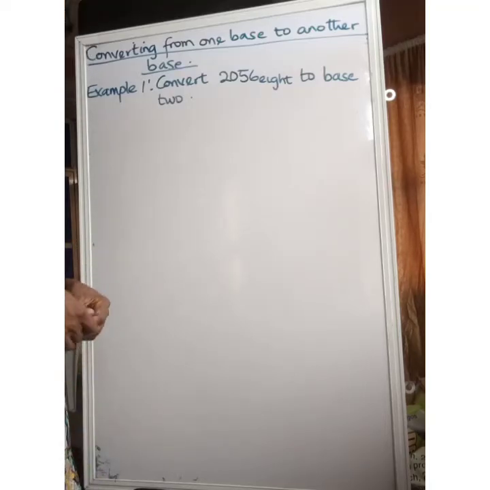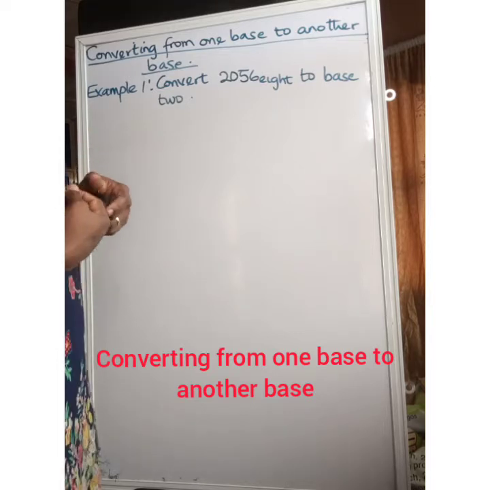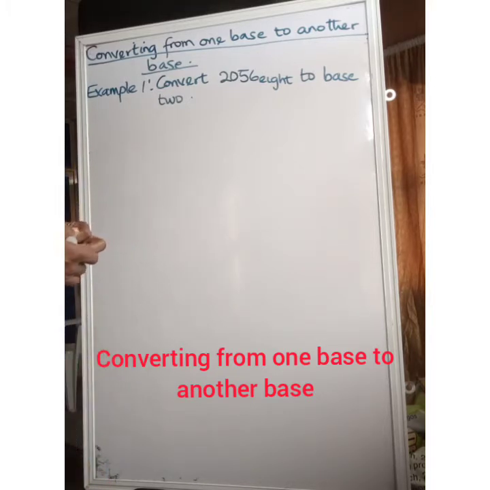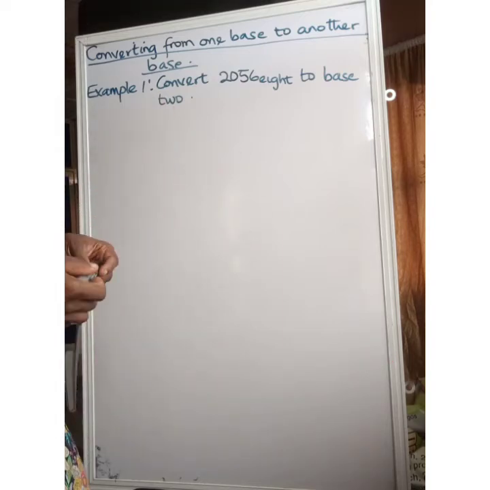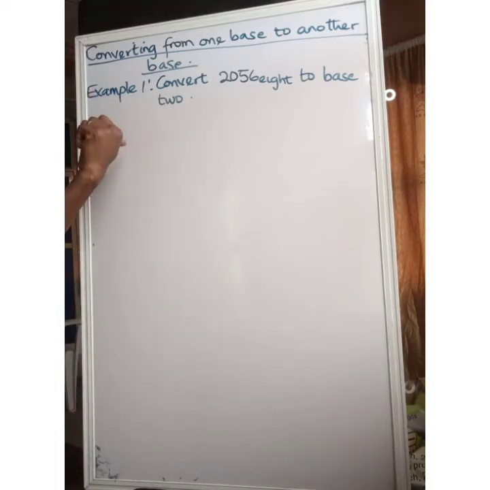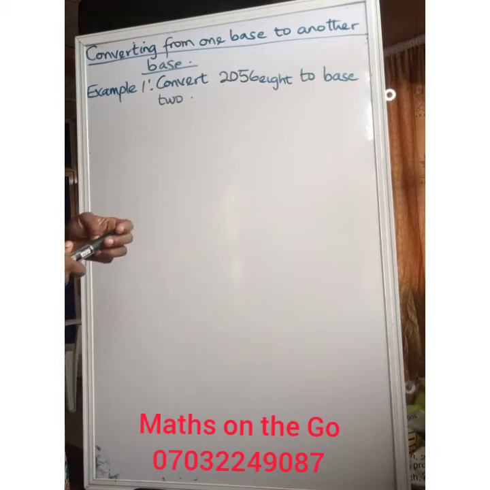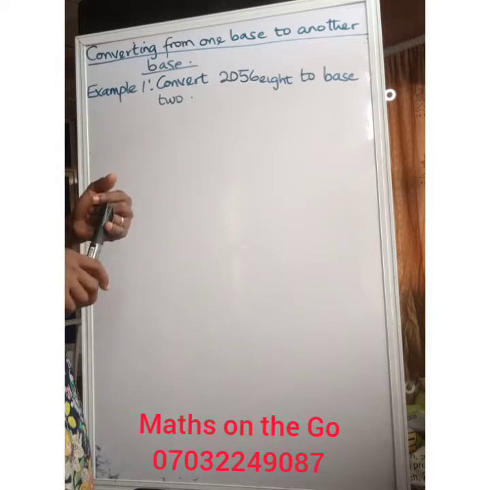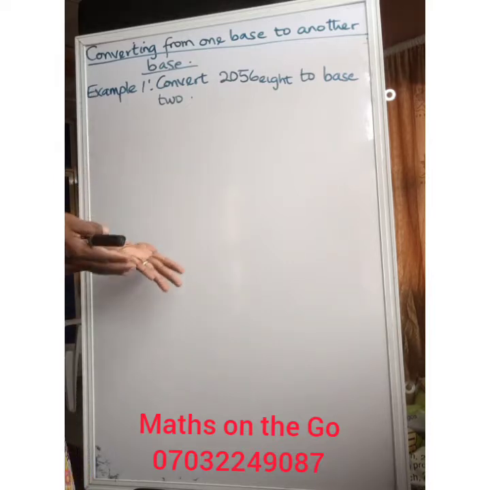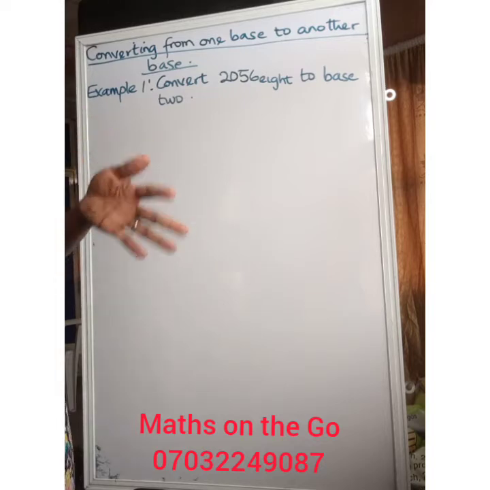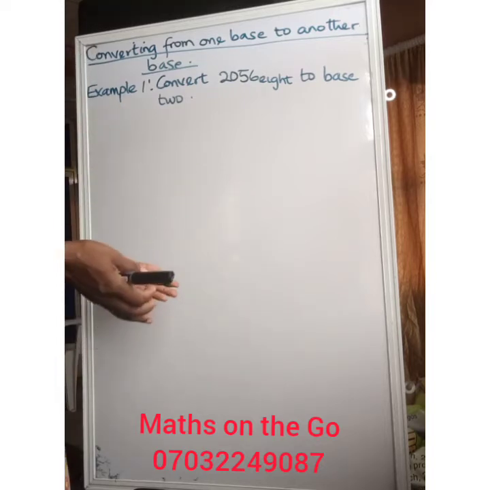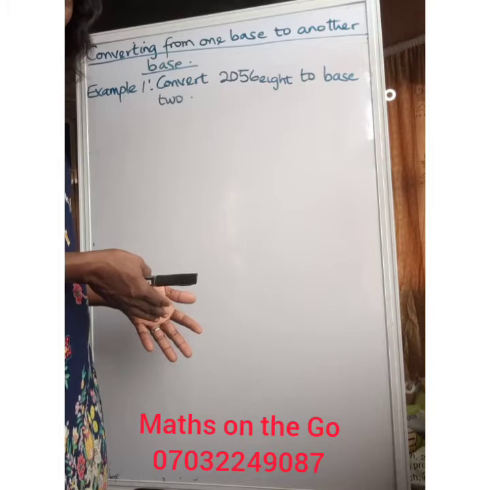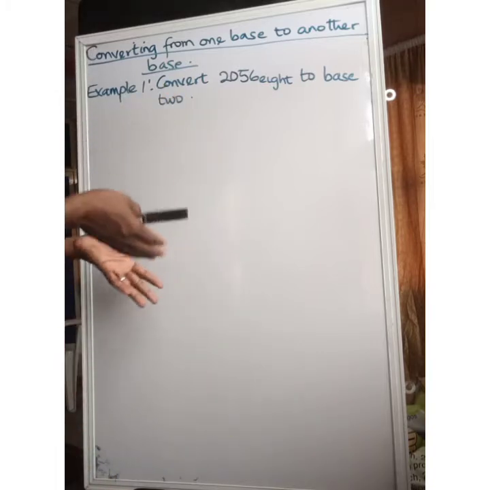Our topic today is converting from one base to another base. It's still a subtopic under binary numbers, and this is where we'll be rounding off binary numbers. If you remember in the last video, we talked about converting from other bases to base 10, but this one, converting from one base to another base, means maybe converting from base 5 to base 2. It can be converting from base 7 to base 4. That's from one base to another base.